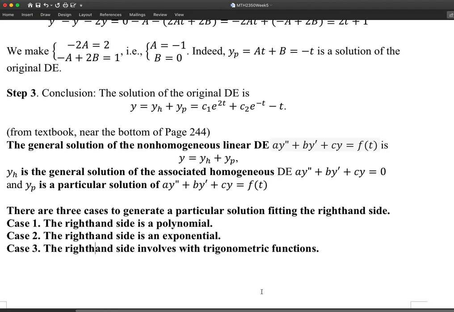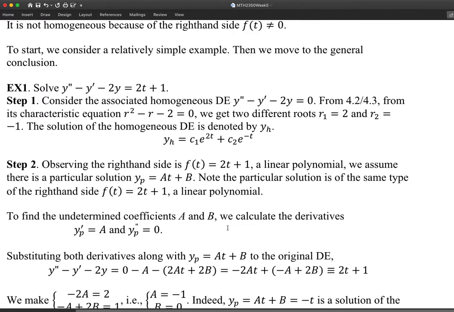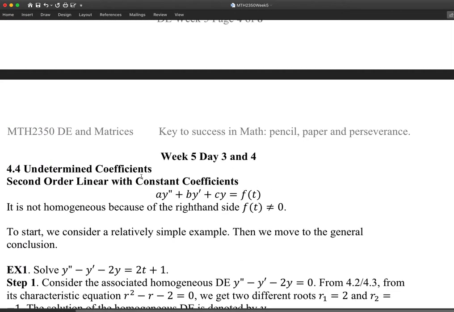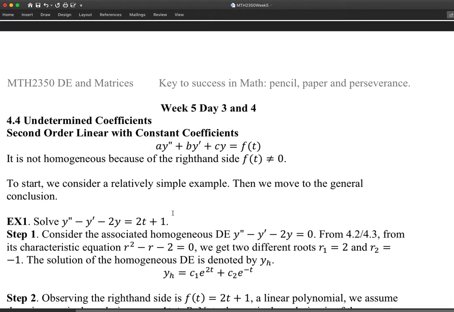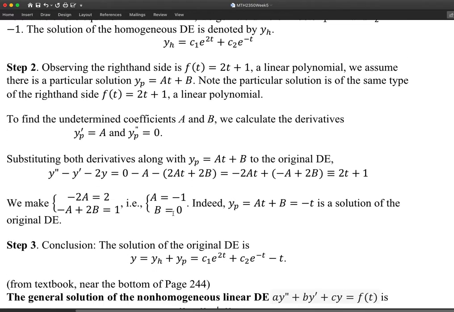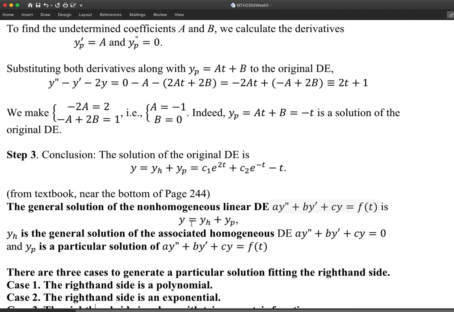And this time we are working on section 4.4 about so-called undetermined coefficients. And we do have the generalized way to handle the situation. This is the second order linear non-homogeneous differential equation with constant coefficients. A, B, C are numbers.